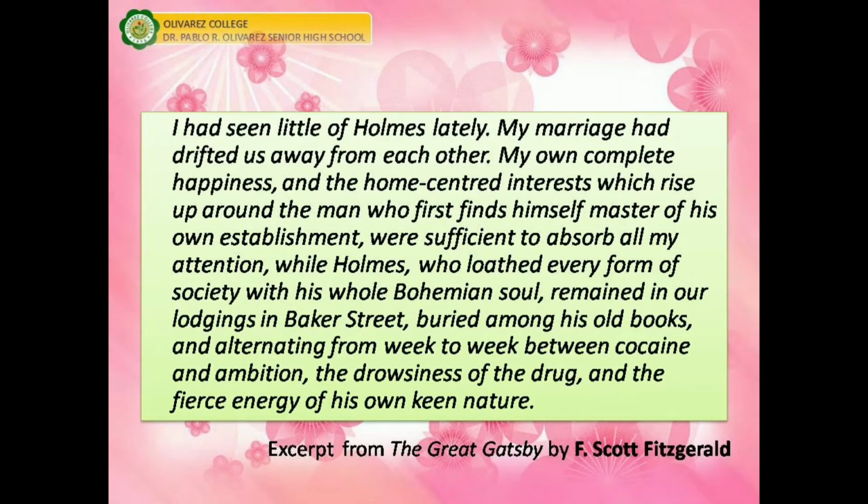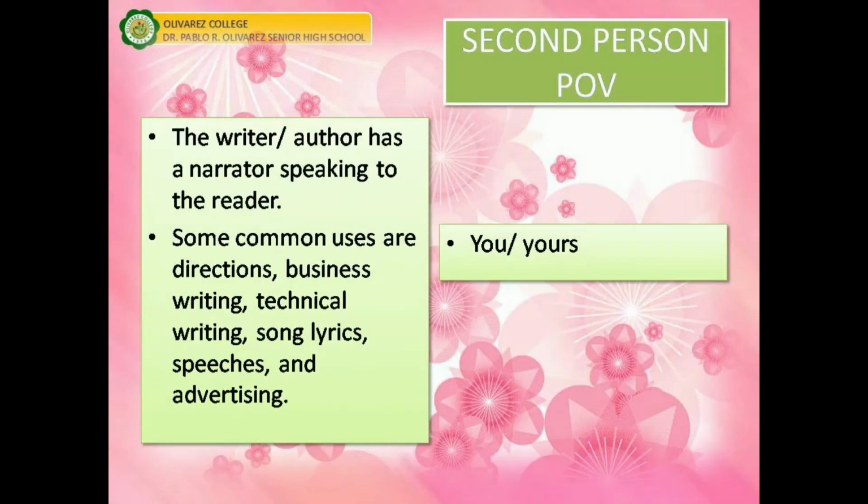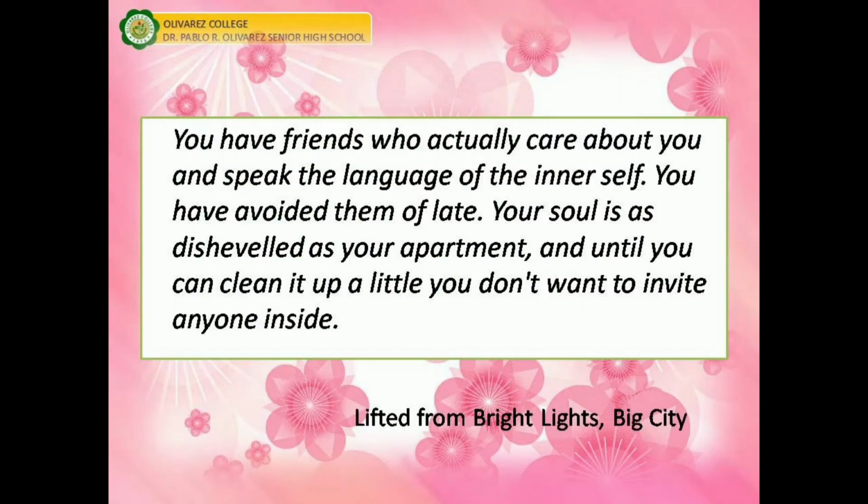The next type of point of view is second-person POV, where the writer has a narrator speaking to the reader. This type of point of view is usually used in speeches, business and technical writing, and this POV uses pronouns like you and your. Let's take a look at the excerpt from Bright Lights, Big City. The writer uses the pronoun you to speak to the reader of the story.